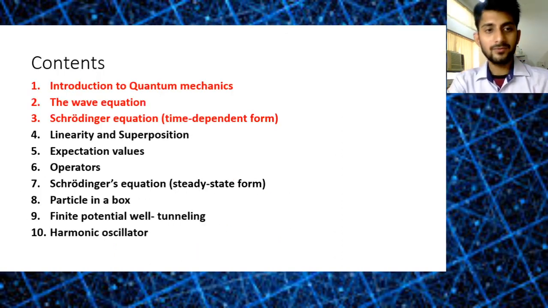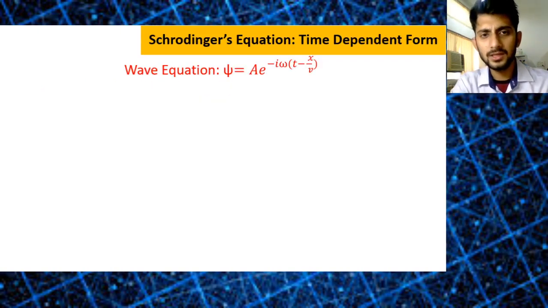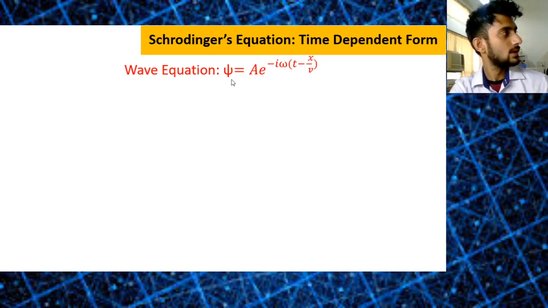What we have to do is understand Schrödinger's equation in time-dependent form. Let's start with the wave equation. Here, deliberately, I have changed the symbol from y to psi because psi represents the state of a system. So psi equals A e to the power minus i omega (t minus x upon v). This is a simple wave equation. Now, on this wave equation, we will try to operate some calculus operations.